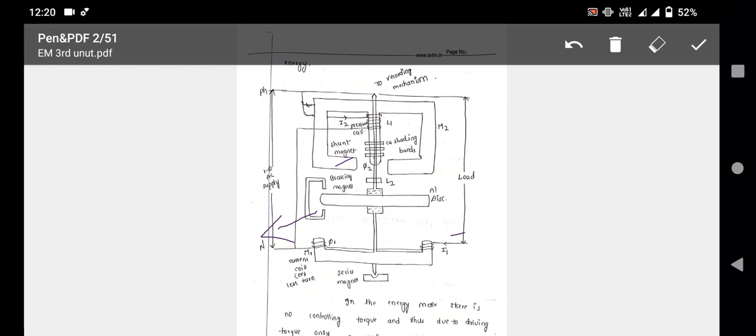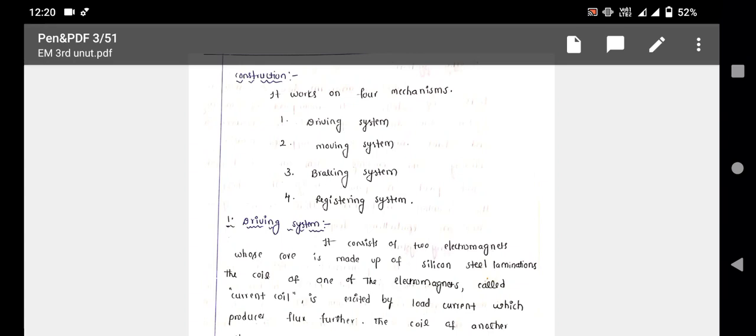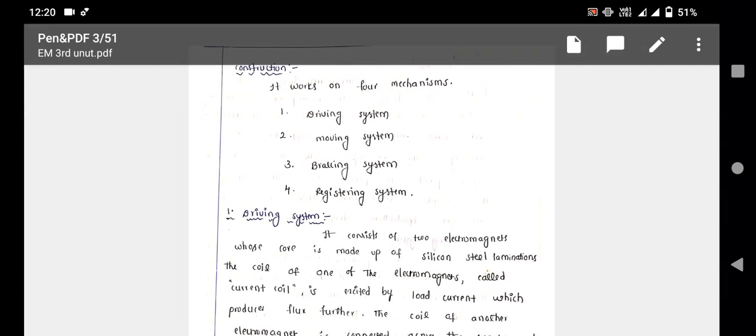What is the purpose of the series magnet? The series magnet is to produce the main flux required for the energy meter brake disc. It consists of a disc. Mainly there are four mechanisms for the single phase energy meter. There are four main parts: driving system, moving system, braking system and registering system. These are the main parts of the energy meter.